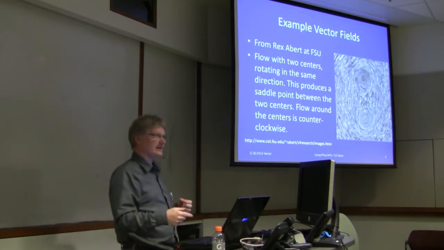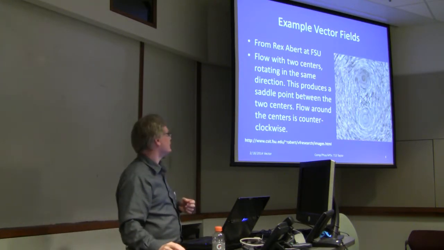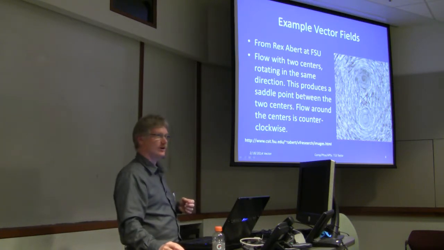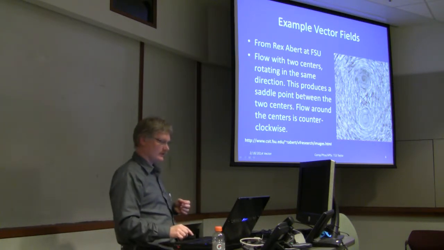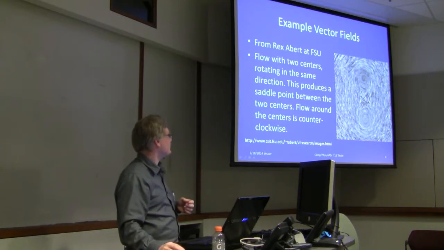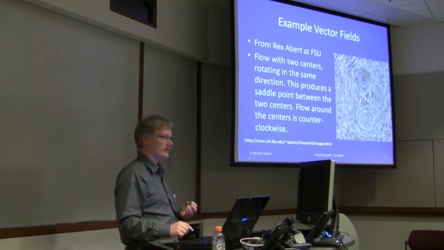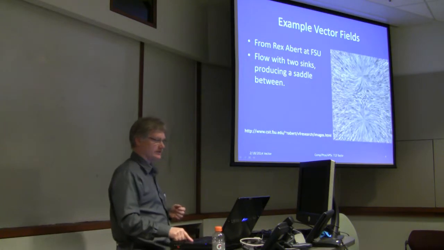Here's one where they're rotating in the same direction as each other. So the flow comes around and then in and then back out and around and in, and there's a saddle point in the middle of this where flow comes to a halt and then comes back out around. So here's 2 centers of rotation and a saddle point, some of the features that we'll be looking for in vector field visualization.